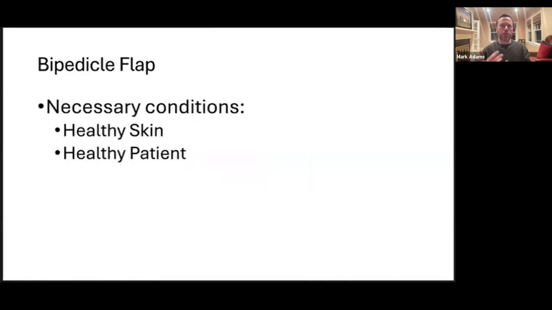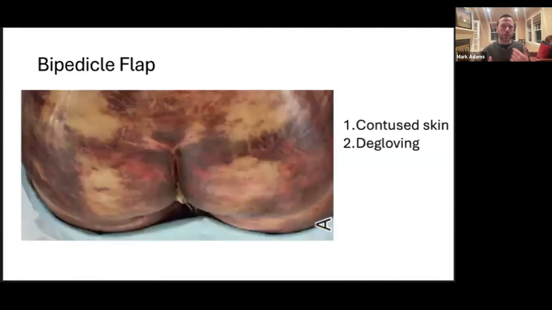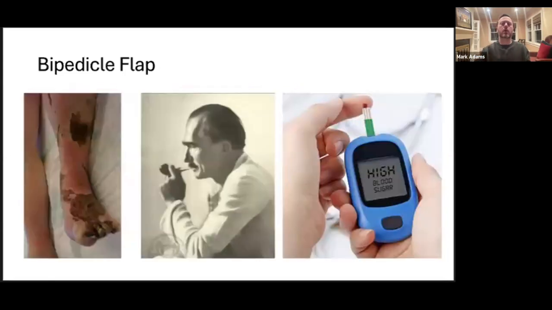But there are some necessary prerequisites. You can't just do this on anyone and have success. Contused skin and degloving would be negative predictive factors. Linking vessels and the subdermal plexus have been injured, and those can't be relied upon. Other negative predictive factors would be peripheral vascular disease, smoking, diabetes, and then perhaps issues related to the trauma that the patient had experienced.